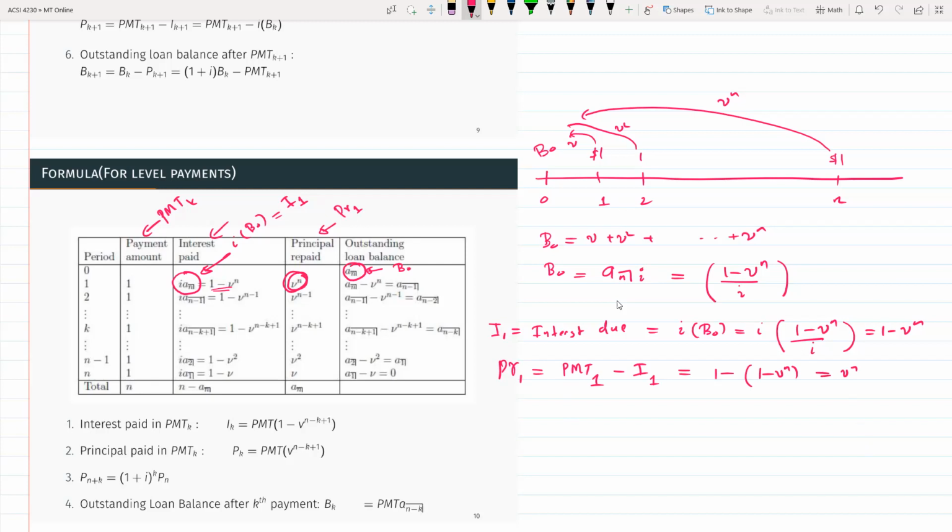Then what is the outstanding loan balance after payment one? This is called B1. So B1, you can see here, is basically the previous loan balance minus the principal repaid. So this is the previous outstanding loan balance minus principal repaid.